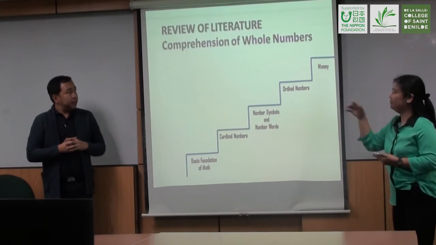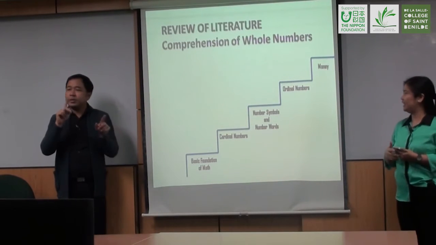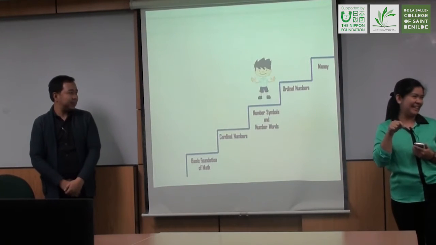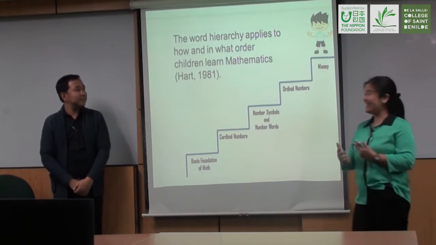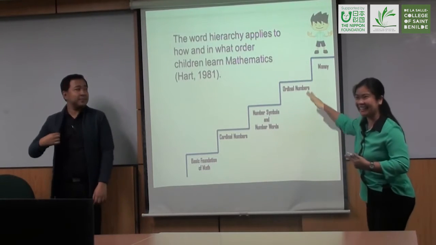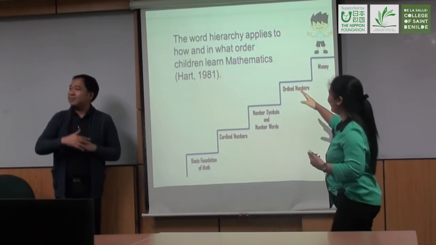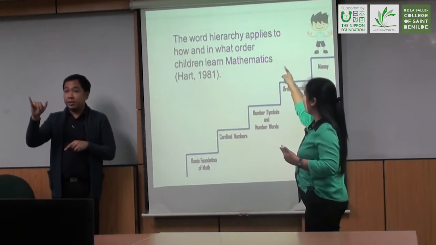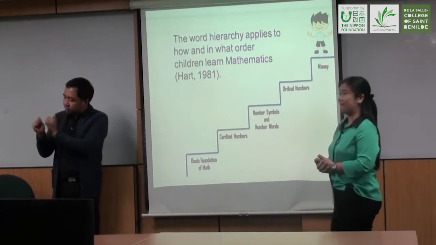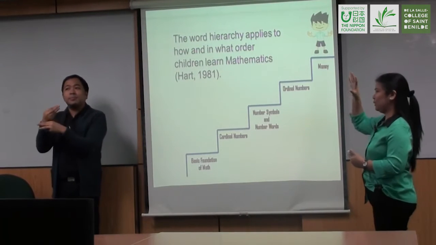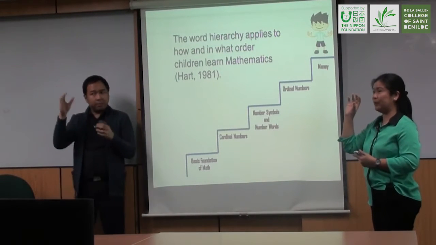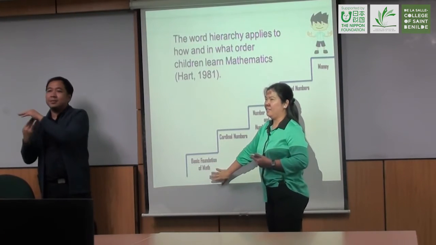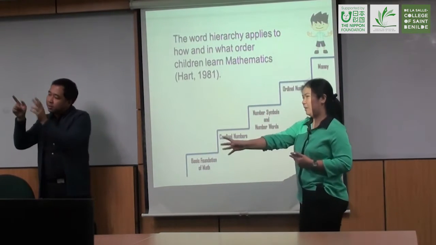Okay, here's some key literature of the study. So you can see there's a stair, so that is how the word hierarchy applies, which means how and in what order children learn mathematics. So for you to learn the concept of comprehension of whole numbers, you'll need the basic foundation of math, those topics they learned during their preschool.